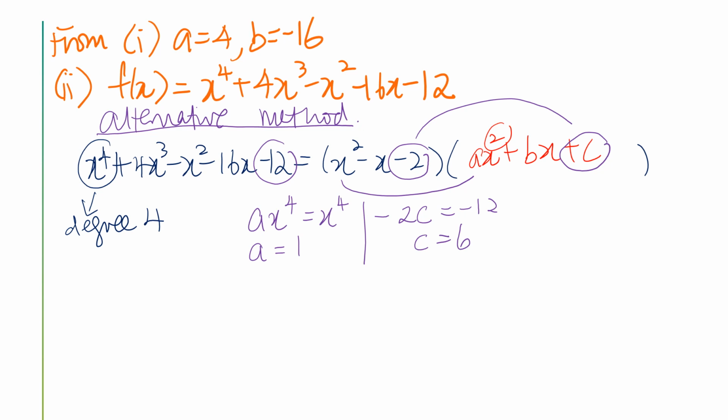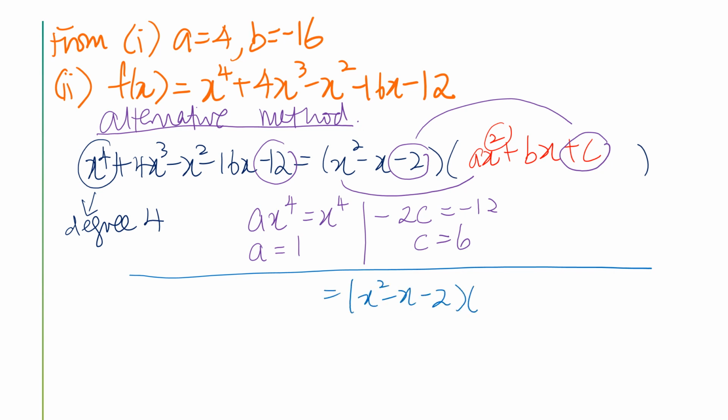So we're going to put this back into our identity, which will give us x squared plus bx plus 6. Right, so what we need to find next is this unknown b. This is also not new. We've done this before.